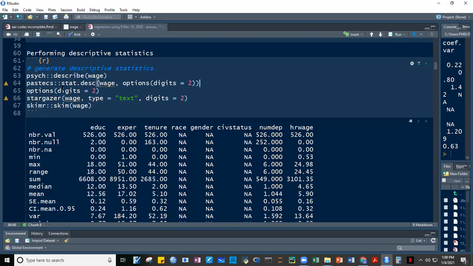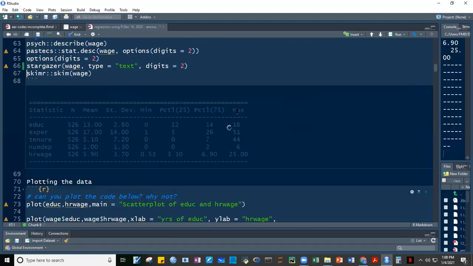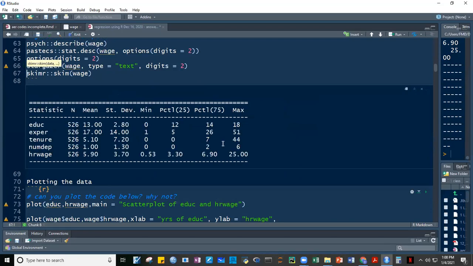Now, aside from stat.desc, there is also the Stargazer package. Stargazer makes the output look better. So Stargazer, wage, type is equal to text, digits is equal to 2. Let's run that. Okay, so this shows a new window.